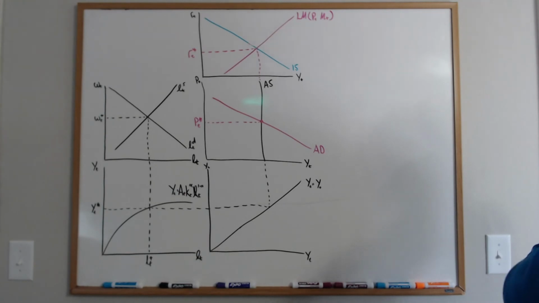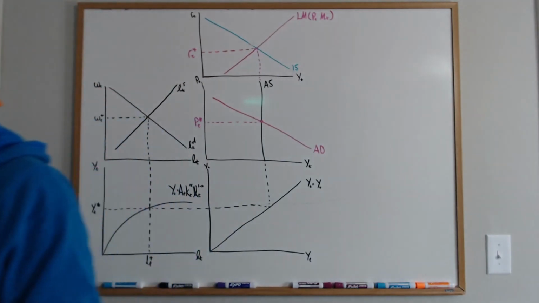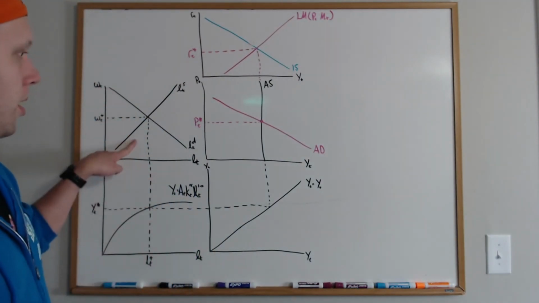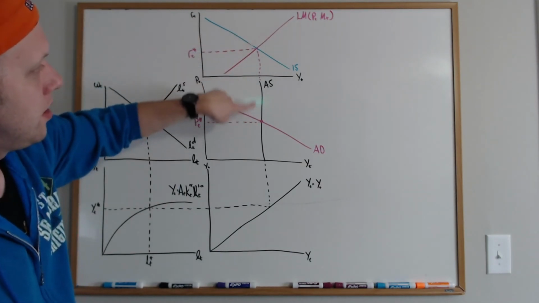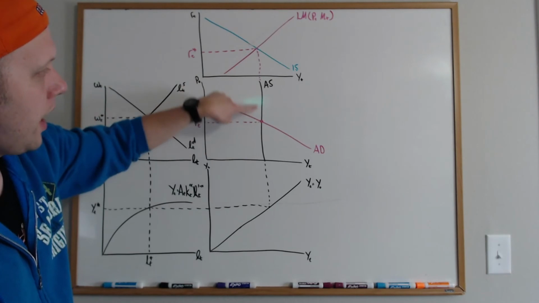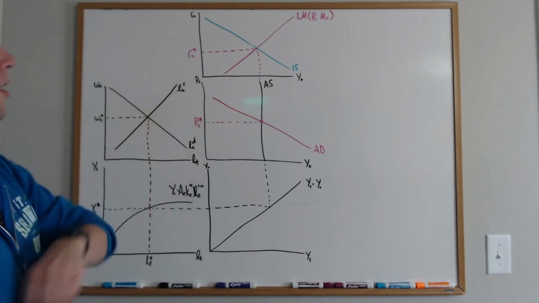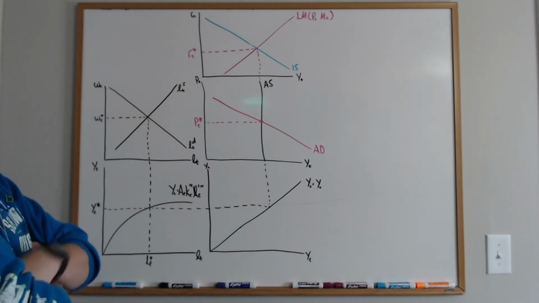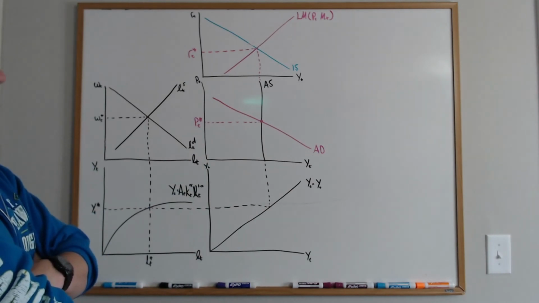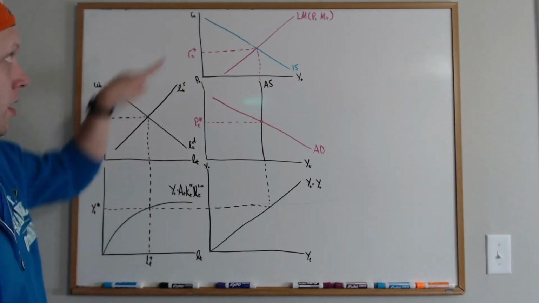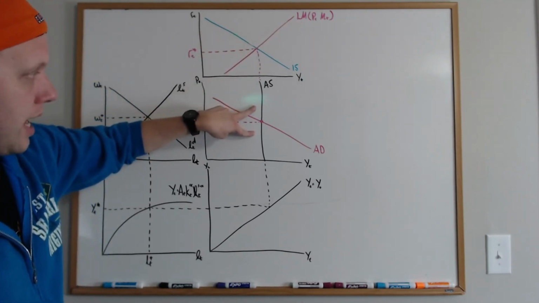and where the IS and the LM curves intersected, we drew a dotted line down, and that helped us figure out the aggregate demand. Now in a general equilibrium, when goods markets are clearing, money markets are clearing, labor markets are clearing, what happens? Well, the IS and the LM curves intersect right on top of this vertical aggregate supply curve. So this is where aggregate demand is going to fall. In a general equilibrium, aggregate demand equals aggregate supply.